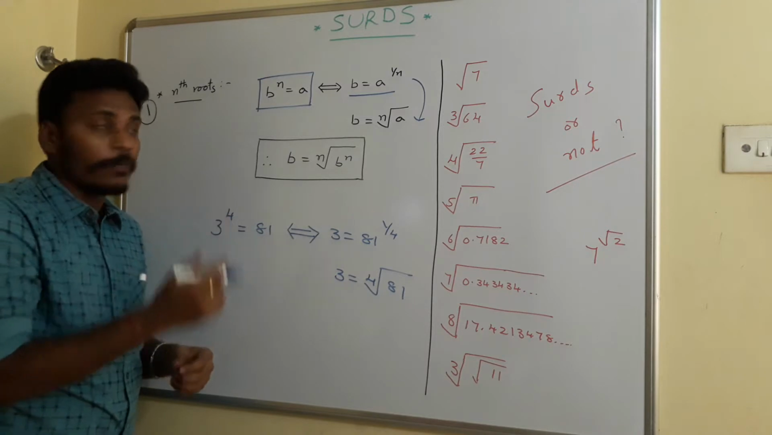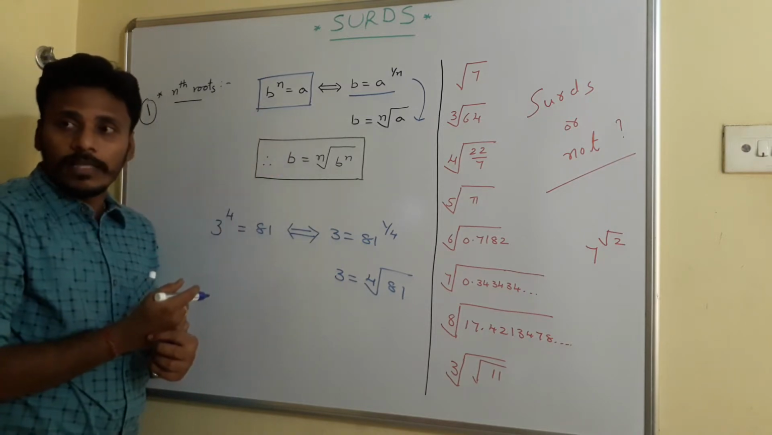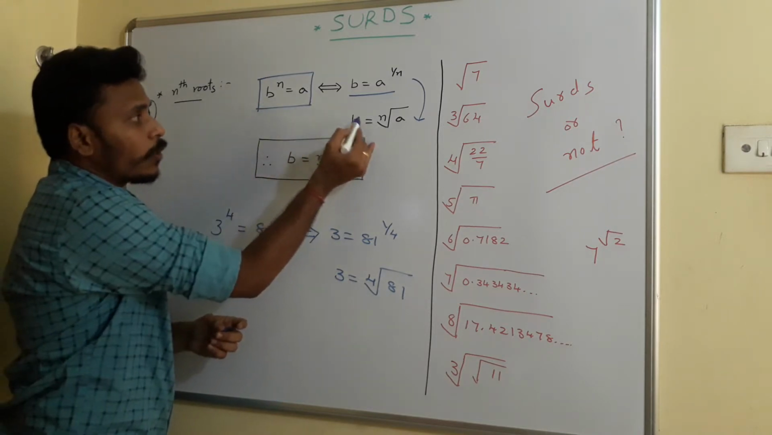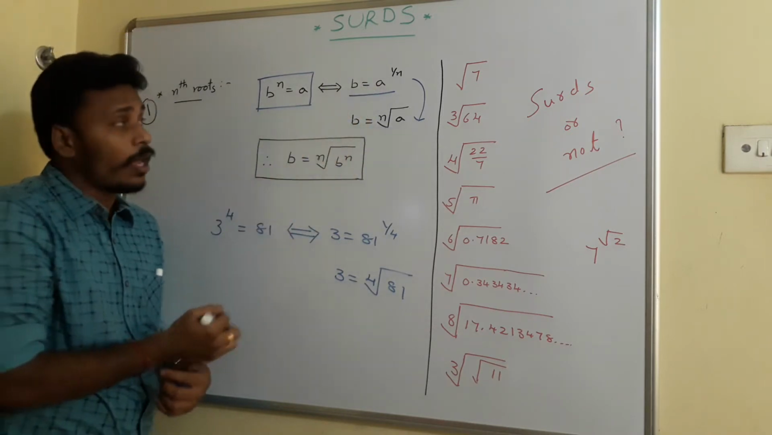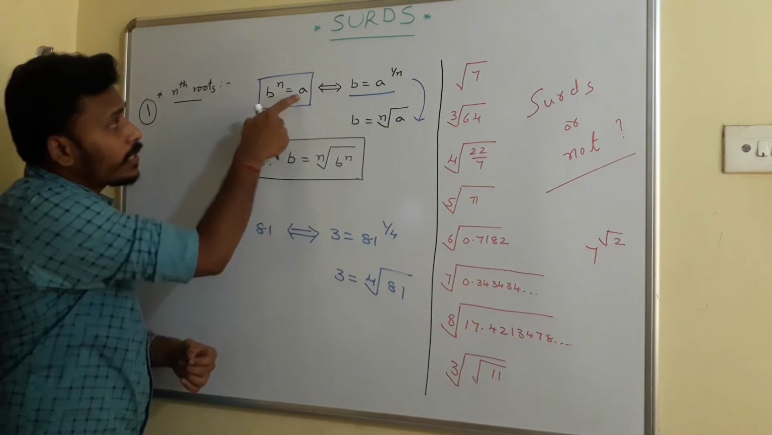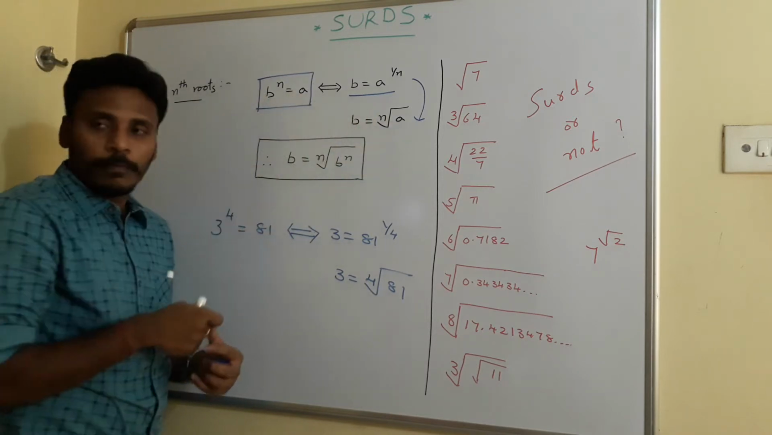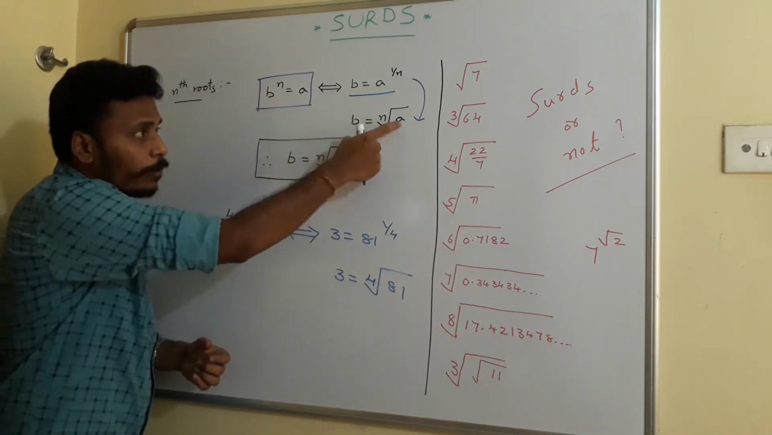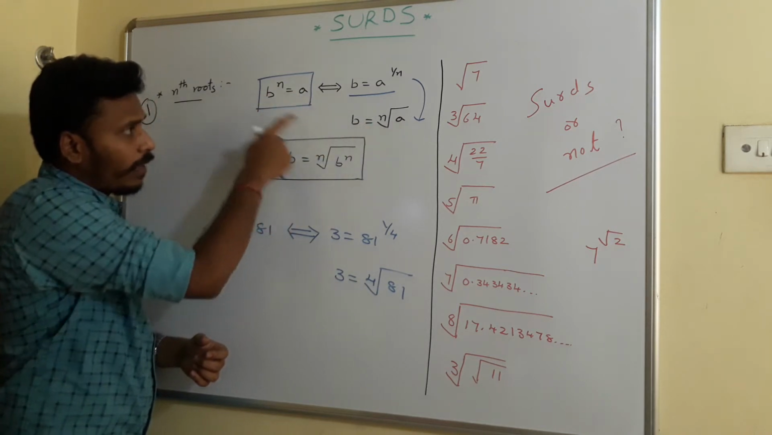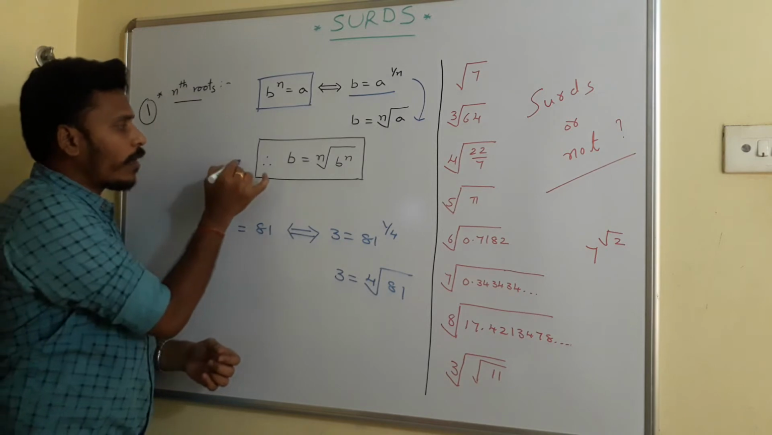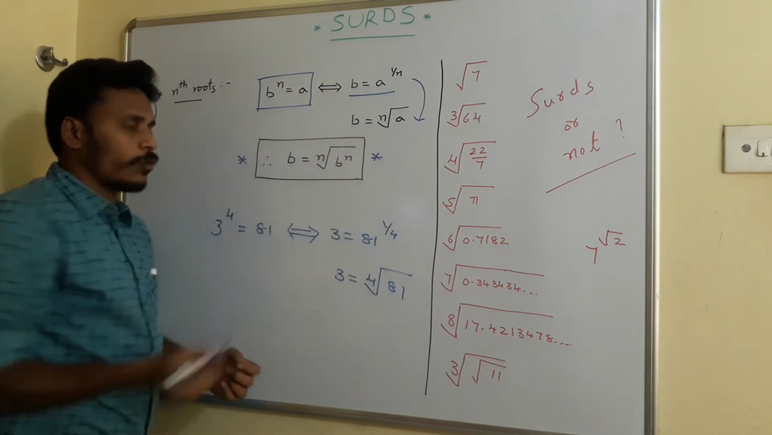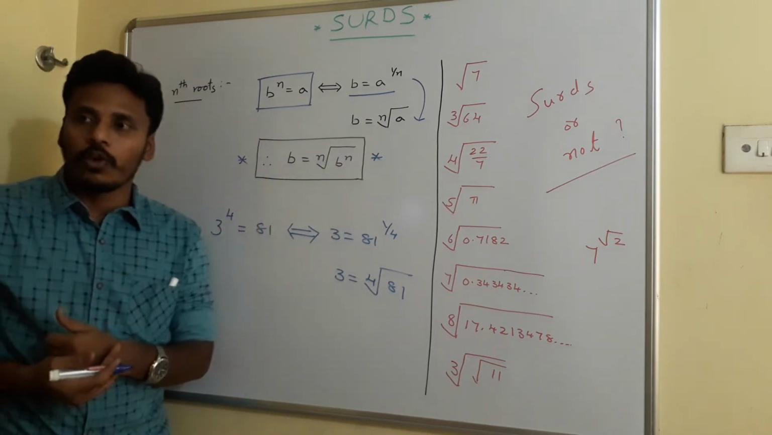Now if you look, b power n is equal to a is the exponent, whereas b is equal to nth root of a, or a power 1 by n, is the concept of nth roots. Now if you replace this a with b power n, then what will happen? It becomes b is equal to nth root of b power n. This is one fundamental law related to the nth roots: b is equal to nth root of b power n.